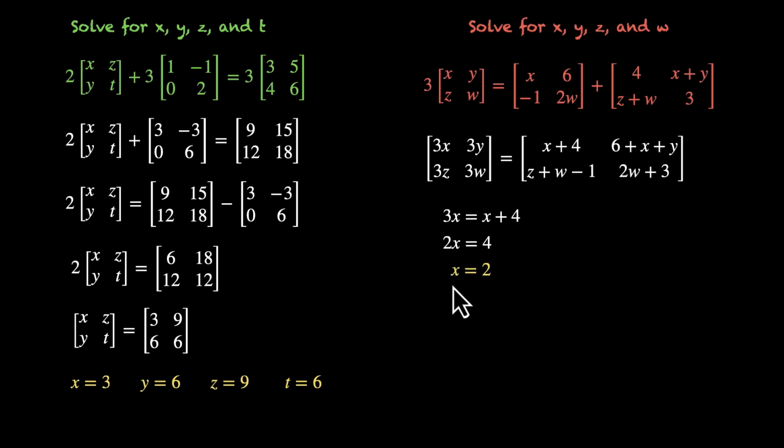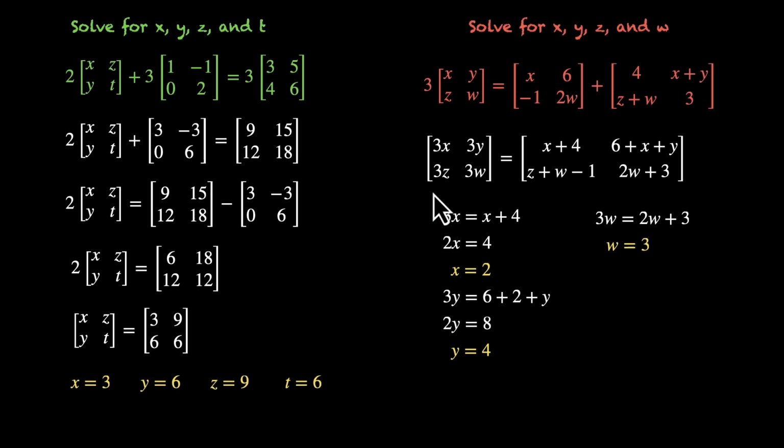So we have one of these variables. Which one should we pick next? Let's pick this one, second element of first row. 3y is equal to 6 plus x plus y. Now x is 2. So this becomes 3y equals 6 plus 2 plus y. This means 3y minus y, that's 2y, is equal to 6 plus 2, that's 8. Which means y is equal to 8 by 2, that's 4. So we have x and we have y. Let's keep solving. Let's take this last element. This only has w. 3w equals 2w plus 3. So this means w is equal to 3. So we also have w.